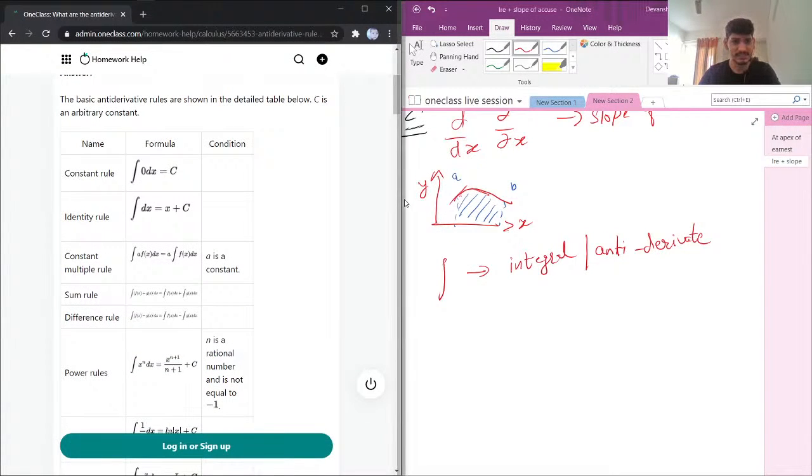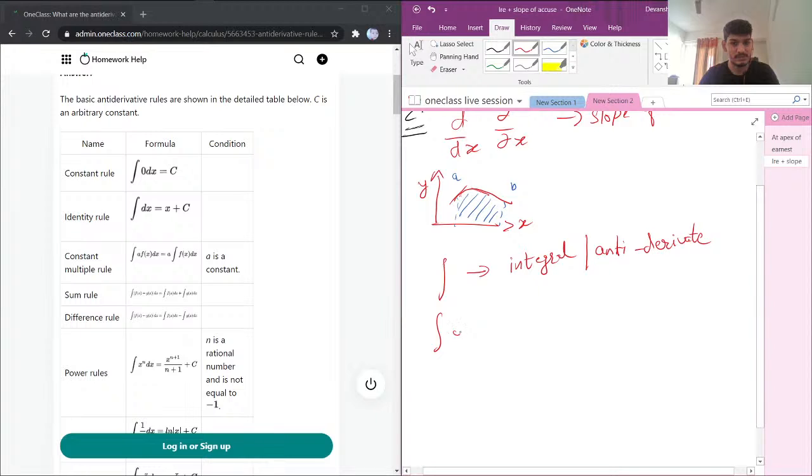So these are some of the antiderivative or integral rules. First, we'll go with the integral of 0 dx equals c. We'll verify it by taking the derivative of c with respect to x. If we get 0, then this rule is correct. So d by dx of c, and c is a constant, so the derivative is 0, so the rule is correct.